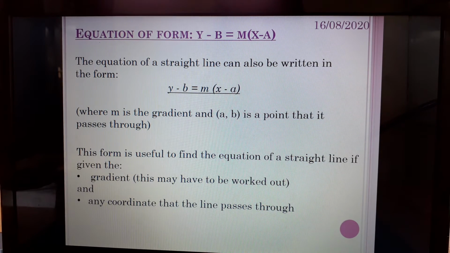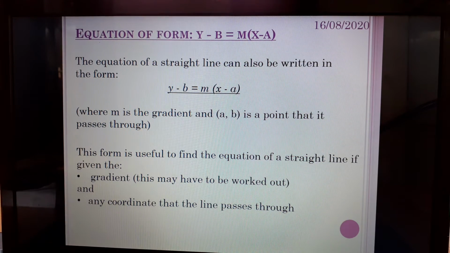This form is useful to find the equation of a straight line if given the gradient. Now you may be given the gradient or you may have to work out the gradient, and any coordinate that the line passes through, just as I said. So it's very useful to find the equation of the straight line using the y minus b equals m bracket x minus a formula. That's the formula that you always use to find the equation of a straight line.